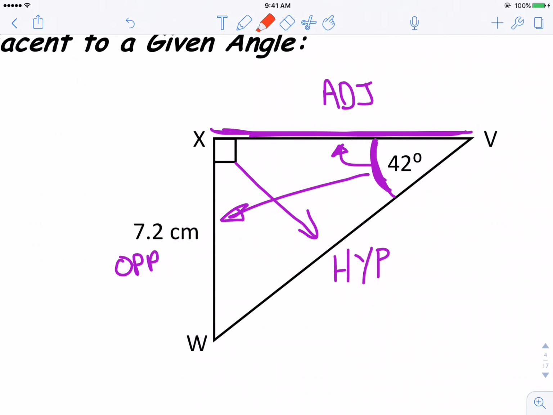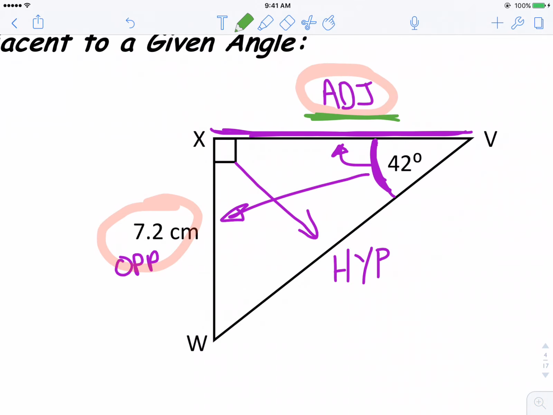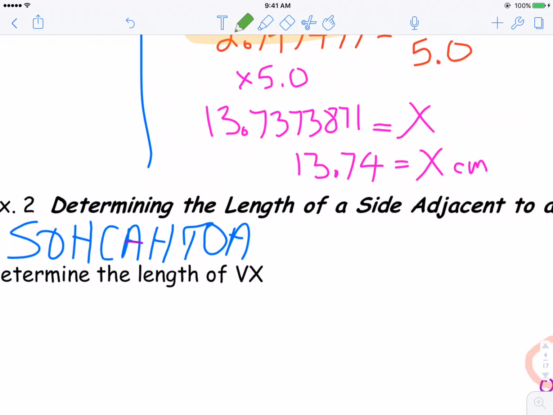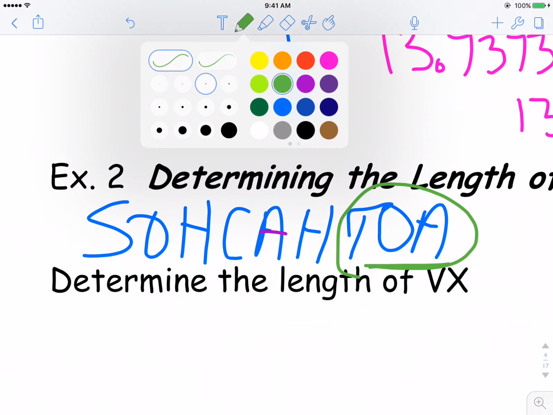So I know from my question I'm trying to calculate this side length. I only have this side length. So I think to myself, well, what trig ratio, sine, cosine, or tangent, relates adjacent and opposite? And go back over to here. Which trig ratio relates adjacent and opposite? And that would be tangent. So I know I have to use the tangent ratio.